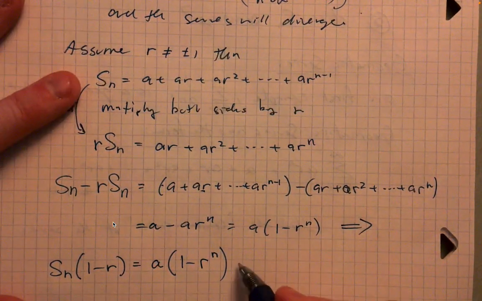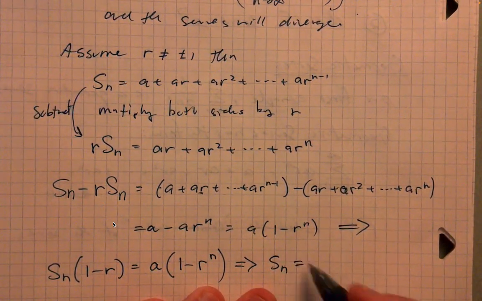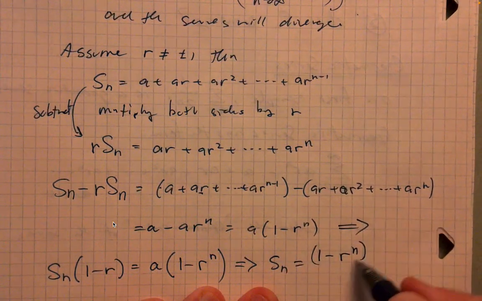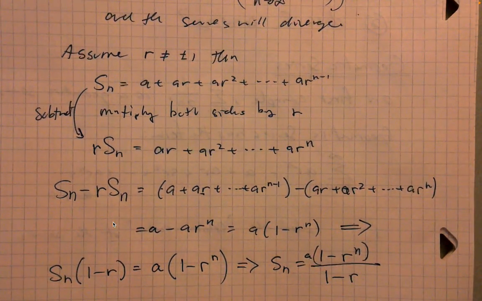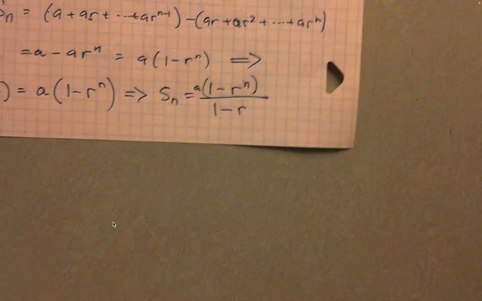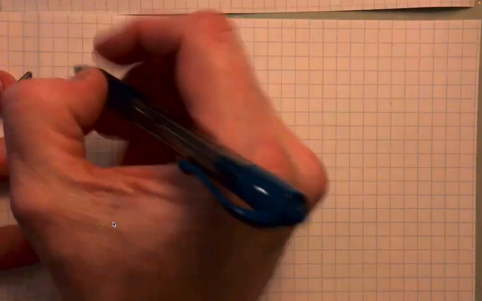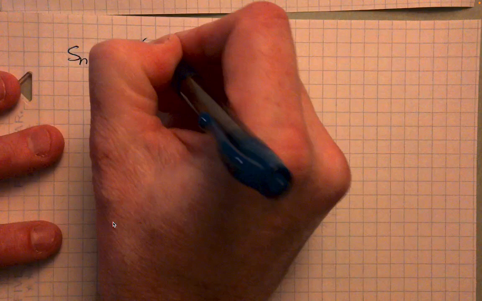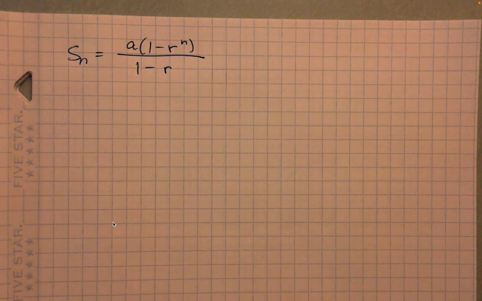Okay, and so that means the nth partial sum is equal to 1 minus r to the n over 1 minus r. Oh, sorry, I need the a on there too. Okay, all right, so we're almost there. So we've got S of n equals a times 1 minus r to the n over 1 minus r. That's where we got to previously.